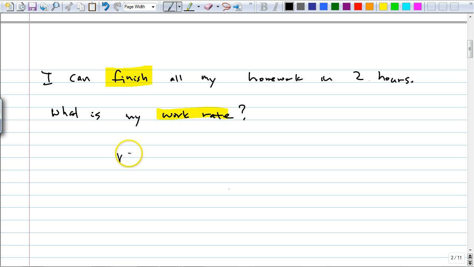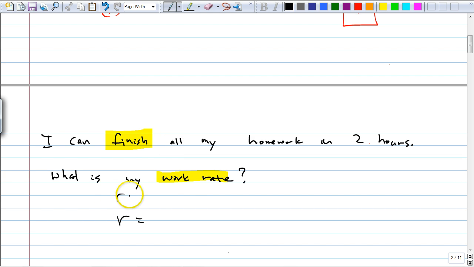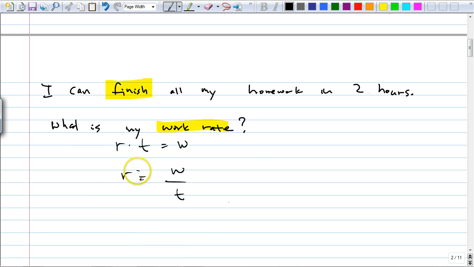Remember, work rate equals what? Look on top. Well, we started off with rate times time equals work done, right? Yeah. So how do you figure out R by itself? R is W, work done, over time, right? So we're looking for R, right? So what's R equal to? What do I plug in for W?